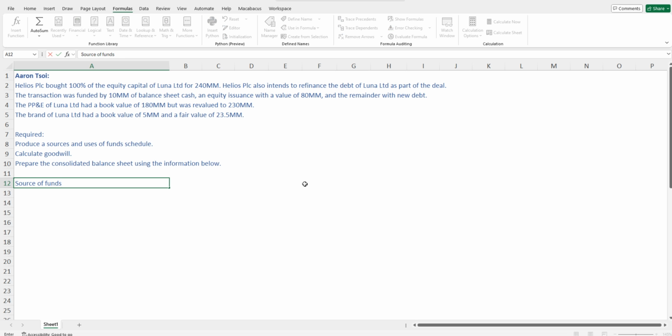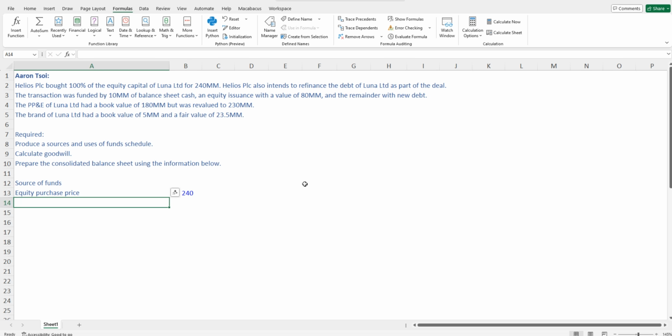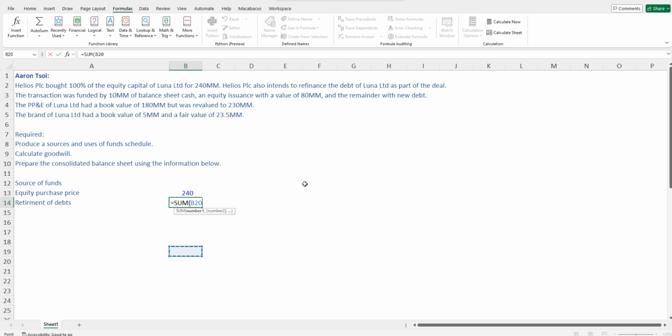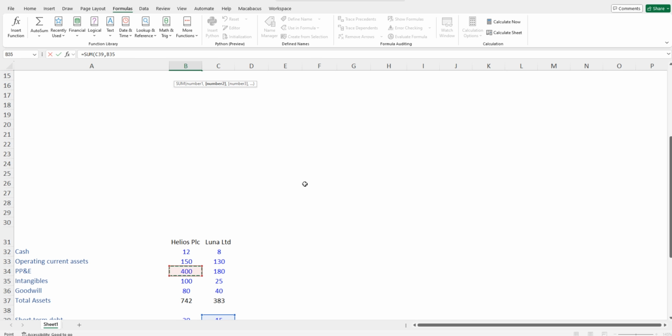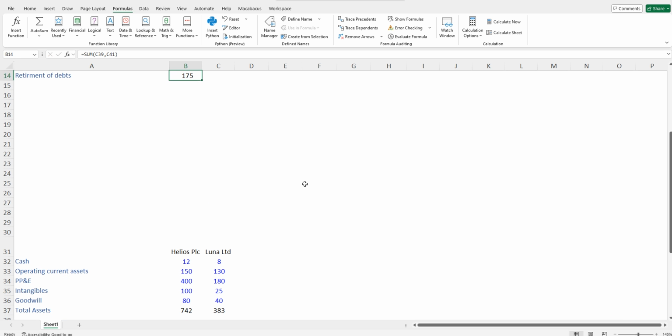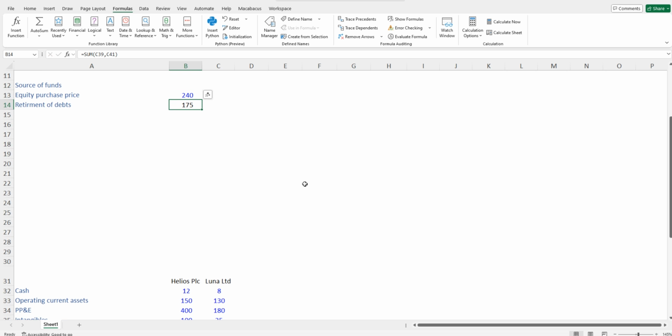For the source of funds, we know the equity purchase price is $240 million. And then the retirement of debt should be the sum of the target company's short-term and long-term debt, which is 175. So the total is 415.